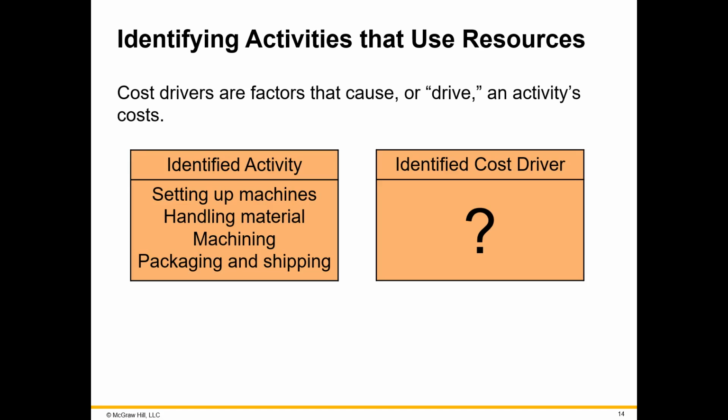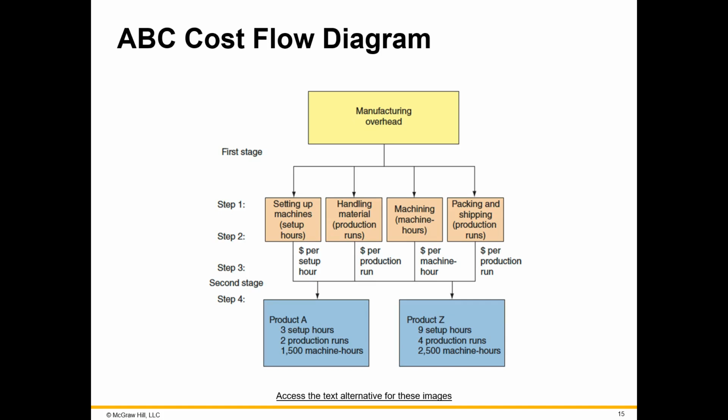So in this example, they're saying that maybe setting up machines has unique costs, as do handling materials, machining, and packaging and shipping. Those are all different types of activities, and they're going to have different costs tied to those activities. For this example, they determined that when you set up machines, a pretty accurate way to allocate those costs is per setup hour. For handling materials, they're going to allocate it per production run. For machining, they're allocating it per machine hour. And for packaging and shipping, they're allocating costs per production run.